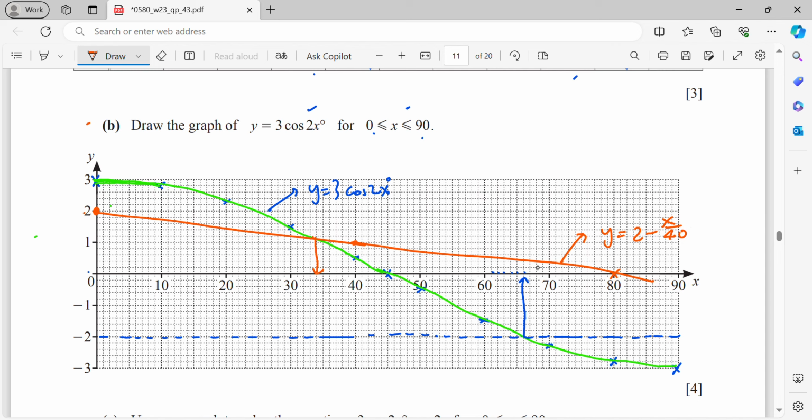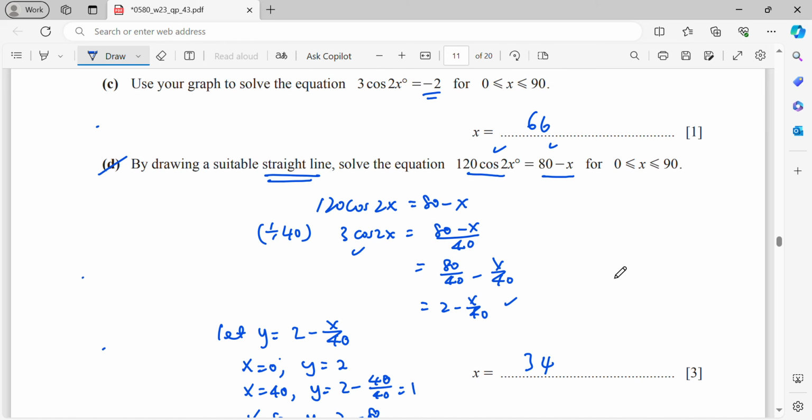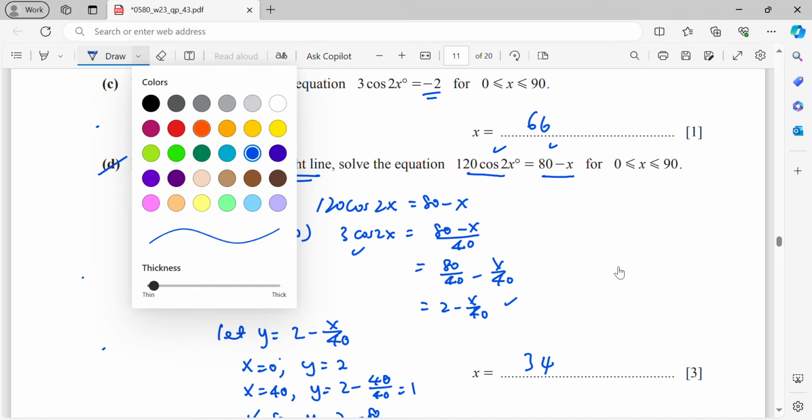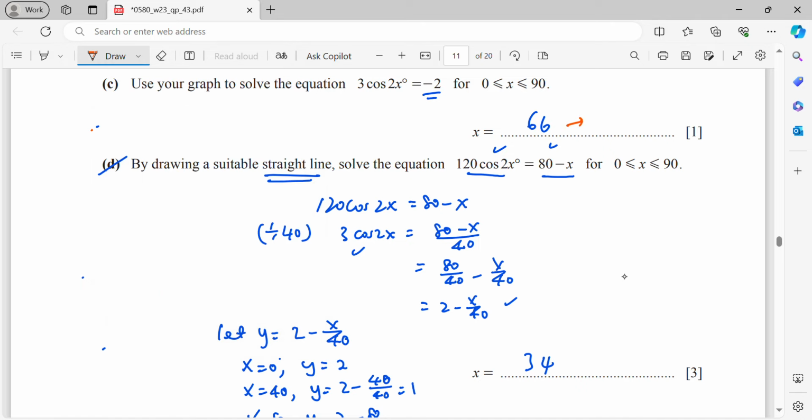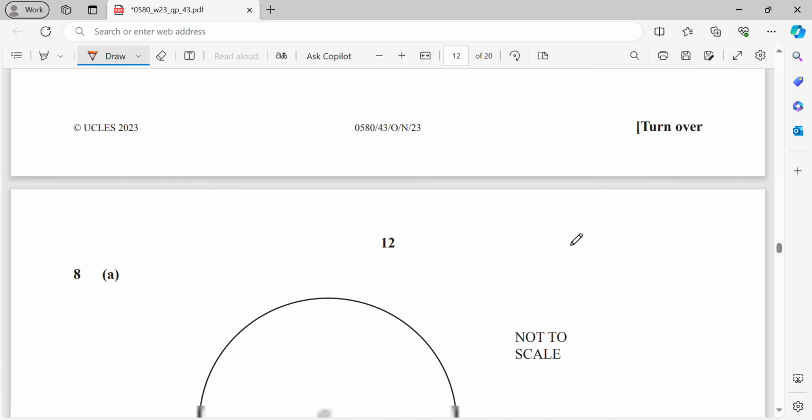When you read, this is 34. It's all based on your graph. So here I get 34. Just for information, for the first one, when you refer to the mark scheme, 65 to 67 degrees can be accepted. For part D, the acceptable values will be 32 to 36. For my graph, I get 34, so that means it is acceptable. So we have done this question.